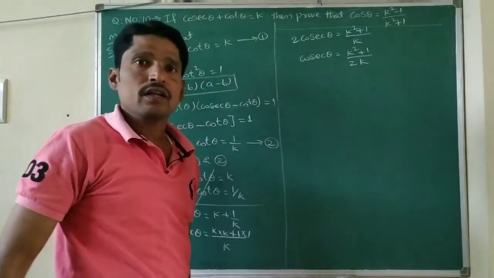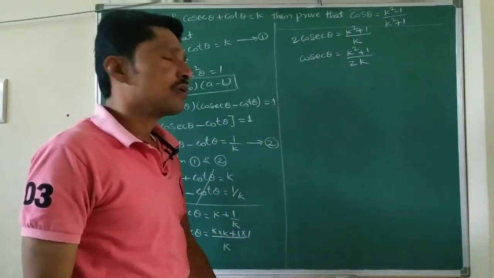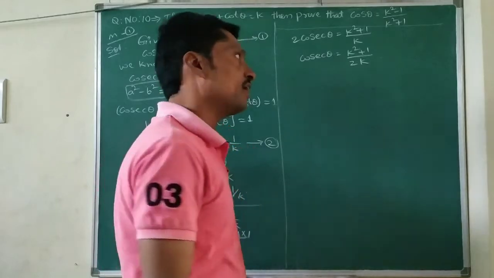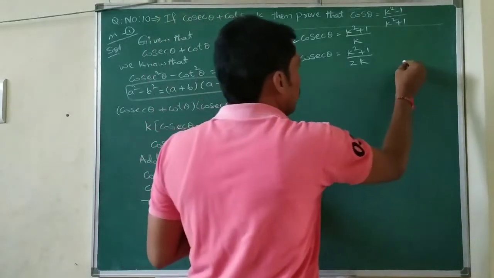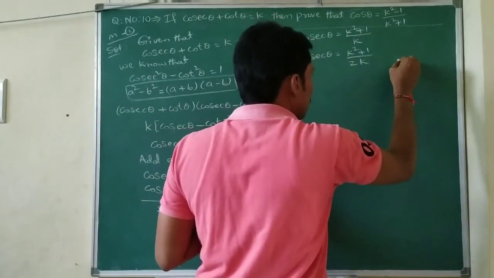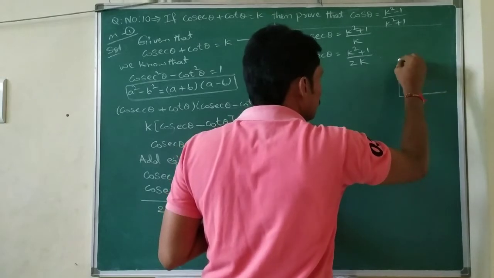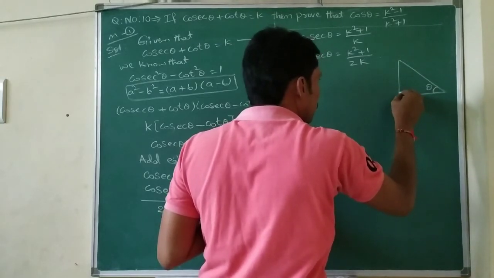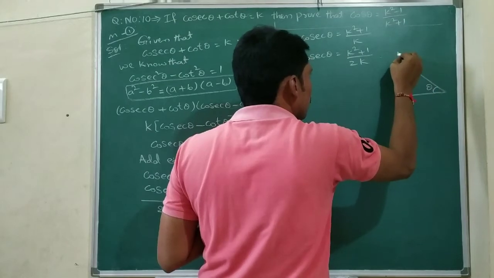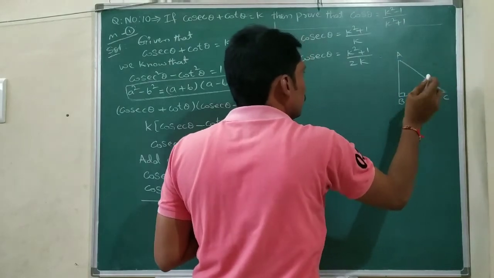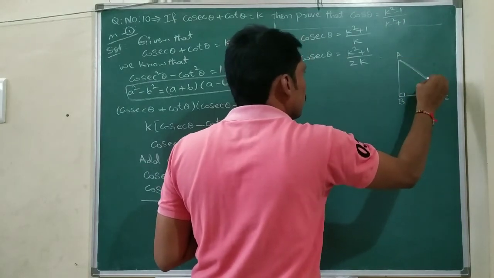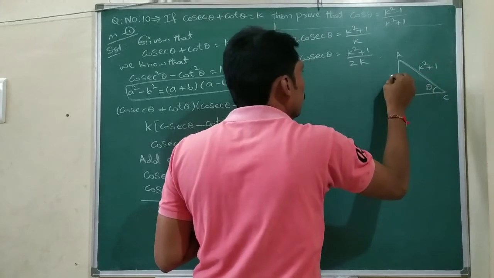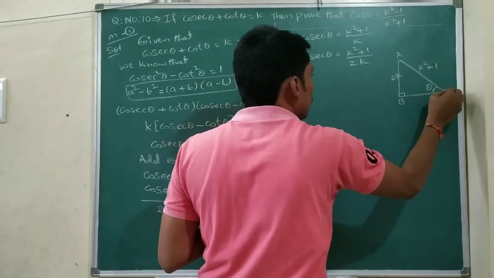So what is cosec? The trigonometric ratio of cosec is hypotenuse by opposite side. So here I am constructing one right angle triangle. Here I am taking theta. At point B I am taking the right angle. So this is A, this is C. So theta, this is the hypotenuse. Hypotenuse is k square plus 1. Opposite is 2k. We need to find the adjacent side.